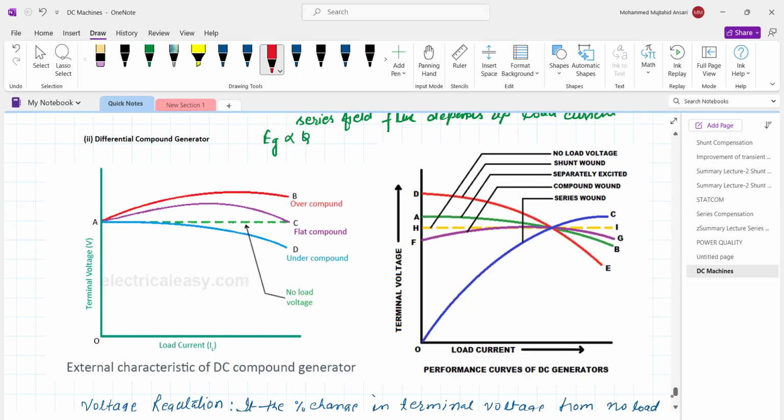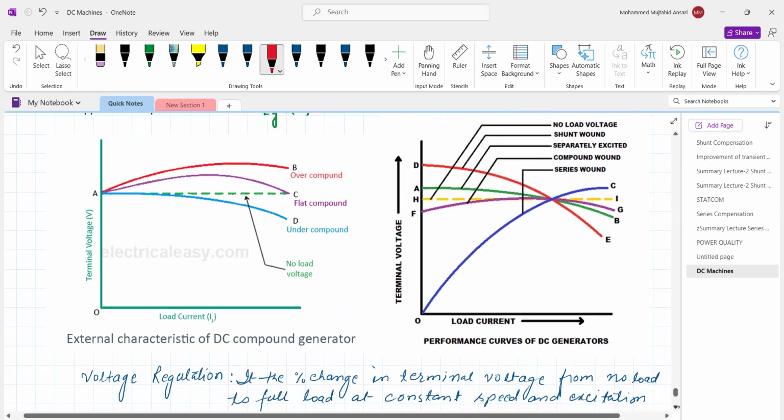Now this is the voltage profile for the different types of DC generator. Say this is the no load terminal voltage. This is for the separately excited DC generator. This is for the shunt generator, because in the case of the shunt generator, the voltage starts decreasing, but that decrease in voltage is not much more than 5% or 10%. And this is for the DC series generator.